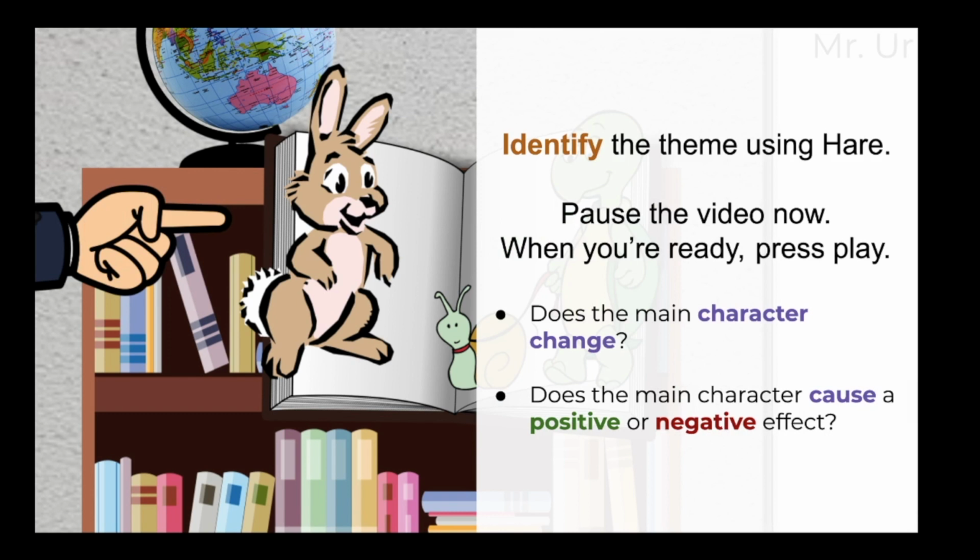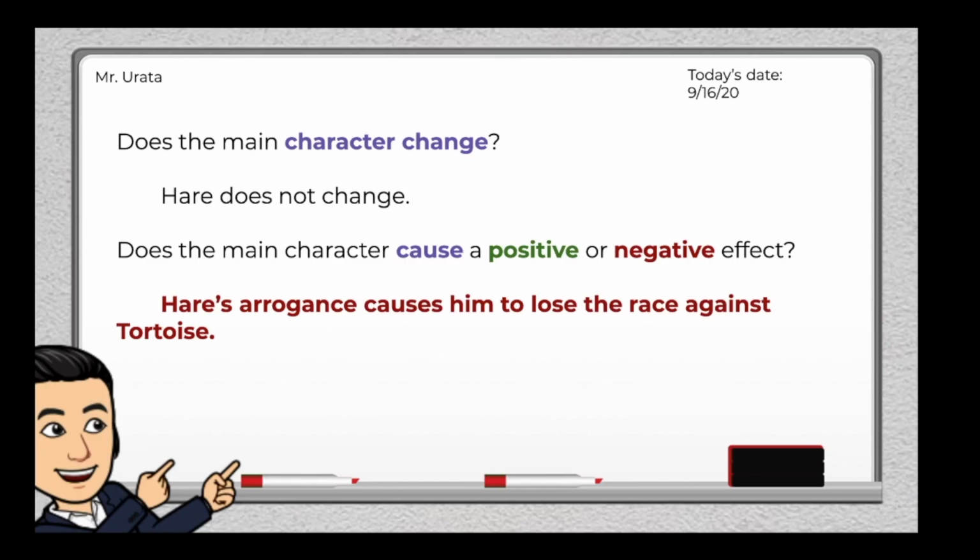Okay, let's think about that first question. Does the main character change? Well, in the story, Hare is pretty arrogant throughout the entire story. So, to me, that tells me that Hare does not change. Does the main character cause a positive or negative effect? Well, Hare's arrogance causes him to lose the race against Tortoise because he ends up napping too long.